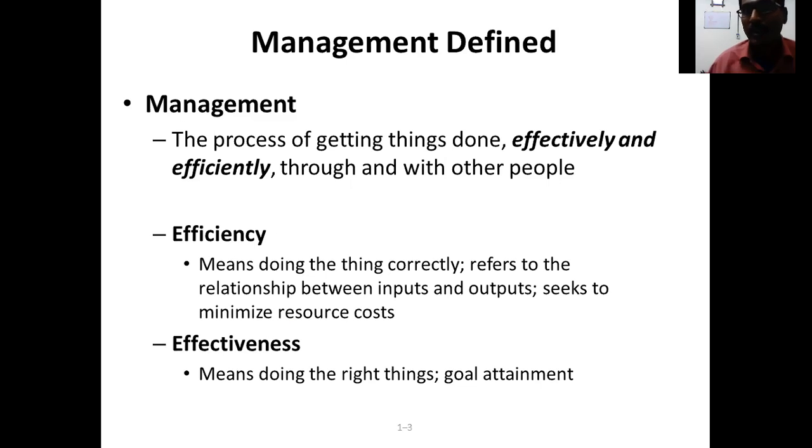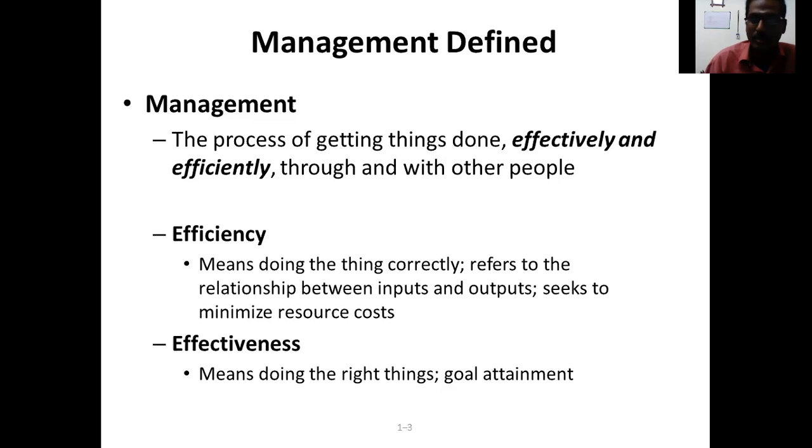Input means like raw materials which are put into production, and output is what we get out. Input also means the key actions a manager should do, so that all the processes and procedures happen properly in an organization. This way it seeks to minimize the resource cost, so the expenses are reduced. That is efficiency. Effectiveness means doing the right things, goal attainment. So efficiency and effectiveness, this is the meaning.